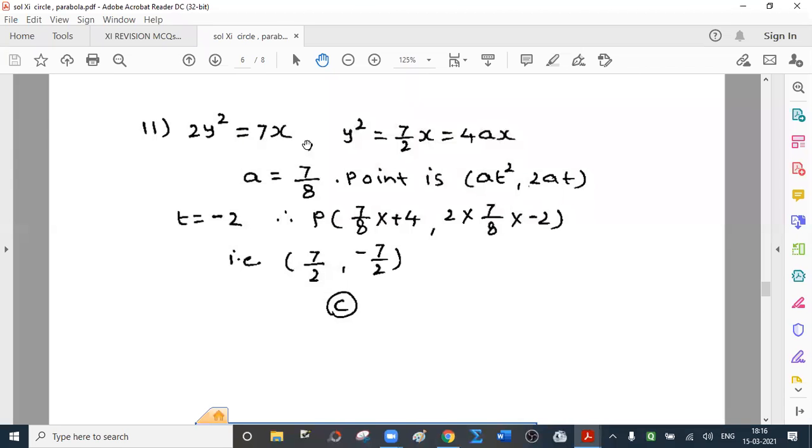2y square equal to 7x is the equation. That is y square equal to what? 7x by 2. Compare it with y square equal to 4ax. So 4a is 7 by 2. So what is a? 7 by 8. Now point is at square, 2at. So a is 7 by 8. t square, minus 2 square, is plus 4. 2 into a is 7 by 4, t is minus 2. So 7 by 2, minus 7 by 2. Correct option is C.